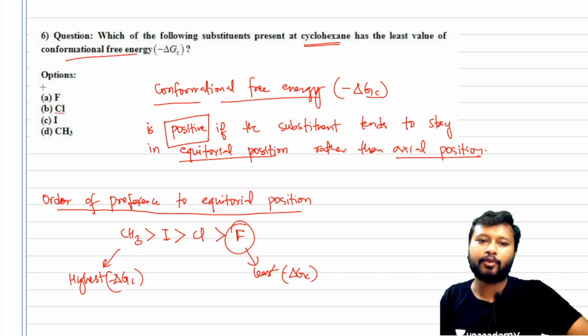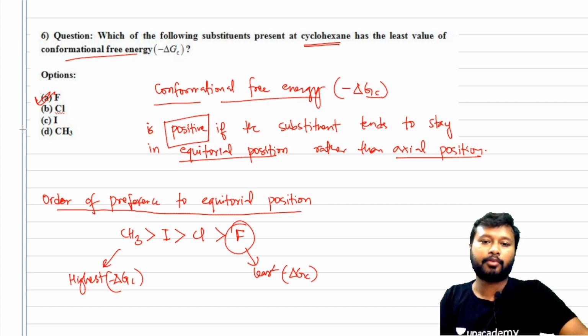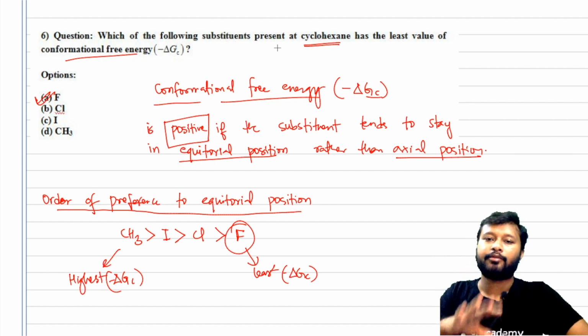So among all of them, option A, that is fluorine, will have the highest tendency to stay in the axial position, and that's why it will have the least conformational free energy. Try to understand the concept, look at the other substituents also, and compare how the ability of staying in the equatorial position relates to the conformational free energy.